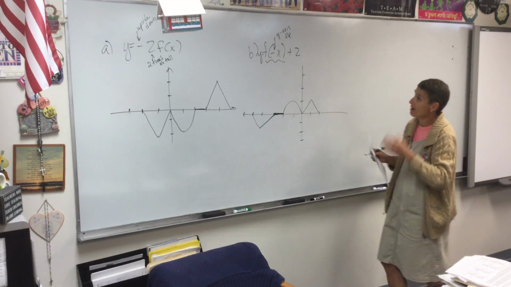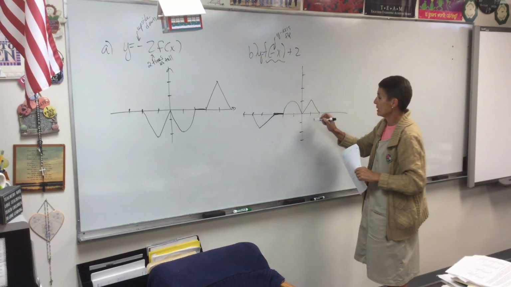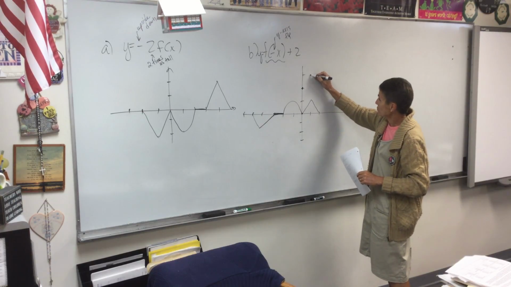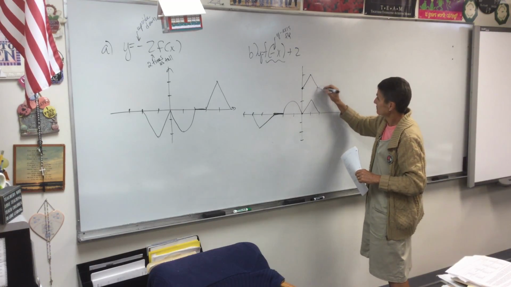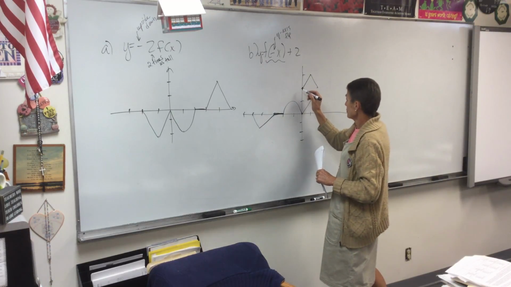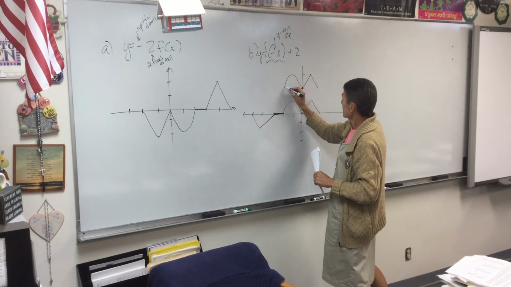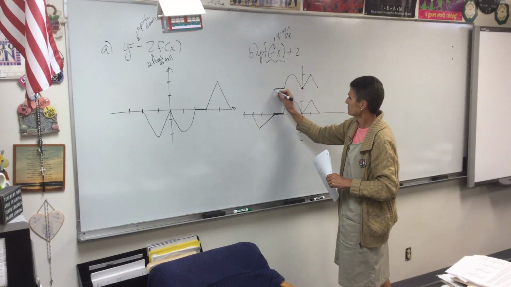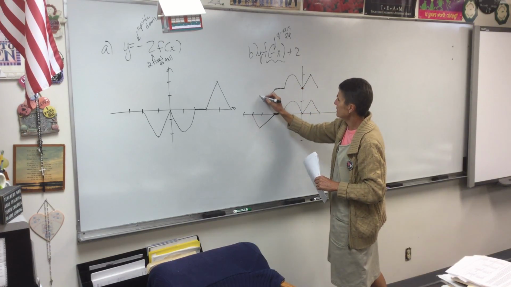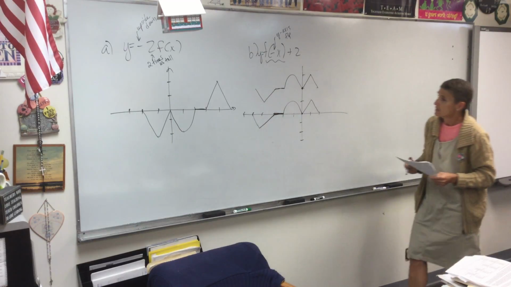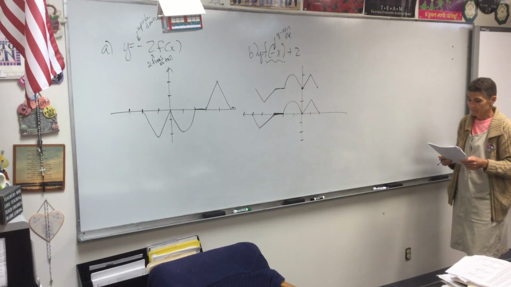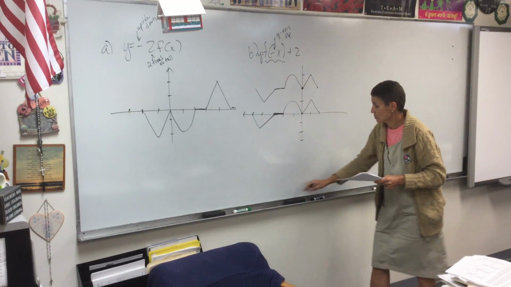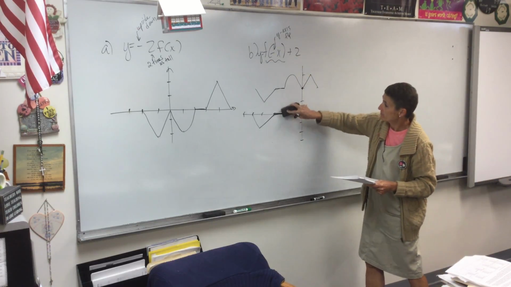Now I'm going to pick everything up 2 units. So this point goes up to here. So my triangle is up here. My circle is up here. Not a very good circle. There's my bar. And then here is my lower triangle. So that would be a picture of f of -x plus 2. Not this part.